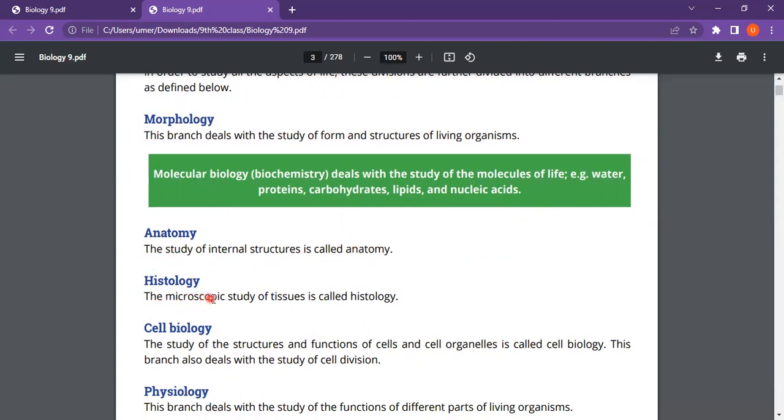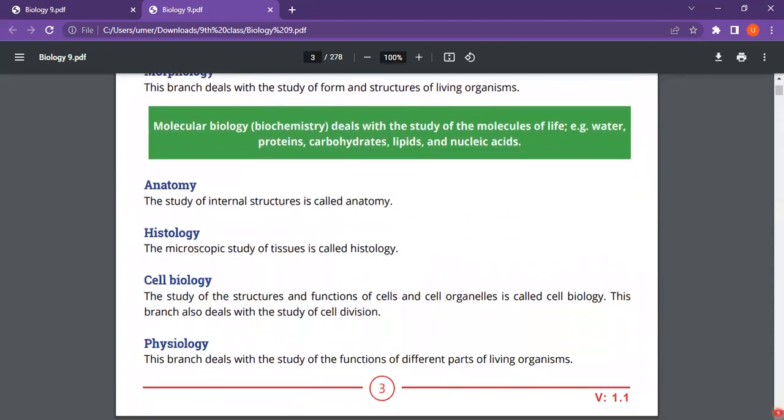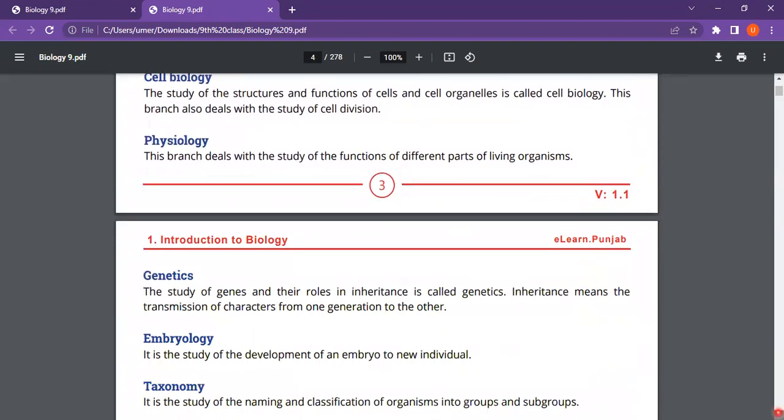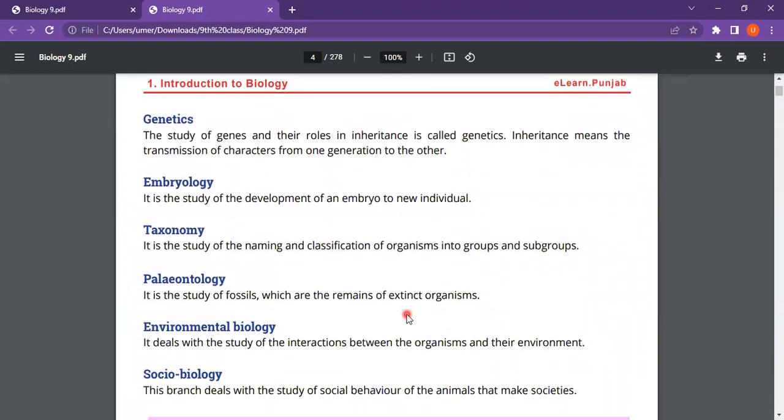Histology. The microscopic study of tissue is called histology. Cell biology. The study of the structures and functions of cells and cell organelles is called cell biology. This branch also deals with the study of cell division. Physiology. This branch deals with the study of the function of different parts of living organisms.